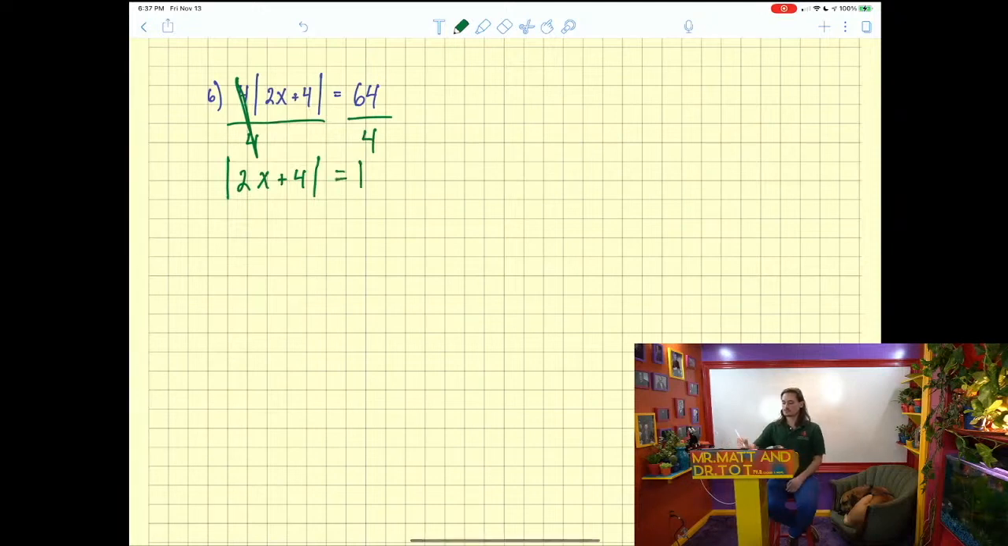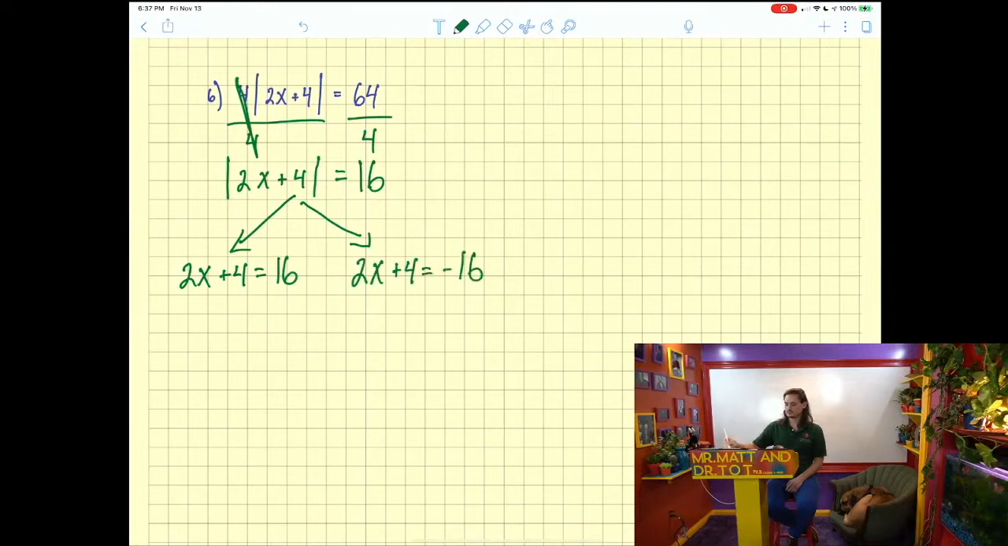Subtracting 4 on both sides, we're going to get 2x is equal to 12. And we're going to get 2x is equal to negative 20. And then finally, dividing by 2, we're going to get x is equal to 6, and x is equal to negative 10. If you have any questions, then please let me know.